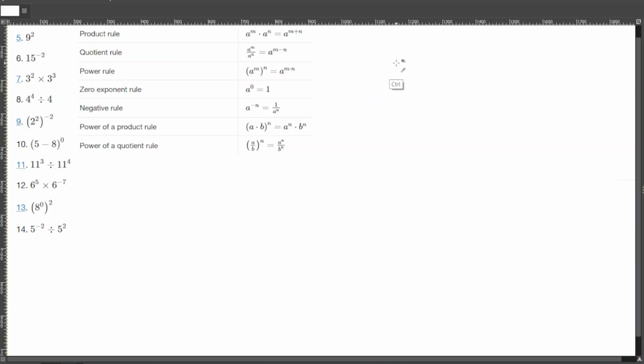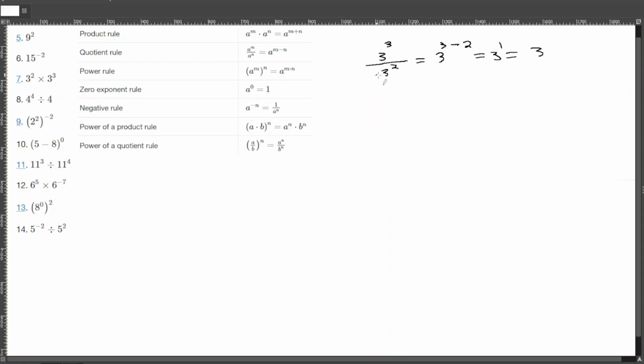Now, the next one to view is the quotient rule. So let's say we had something like 3 to the 3rd over 3 to the 2nd. This rule states that we can take the top exponent, and we can minus the bottom one. Oh man, these threes are so horrible. Why did I choose threes? So we end up with 3 to the 1st power, which is just 3.